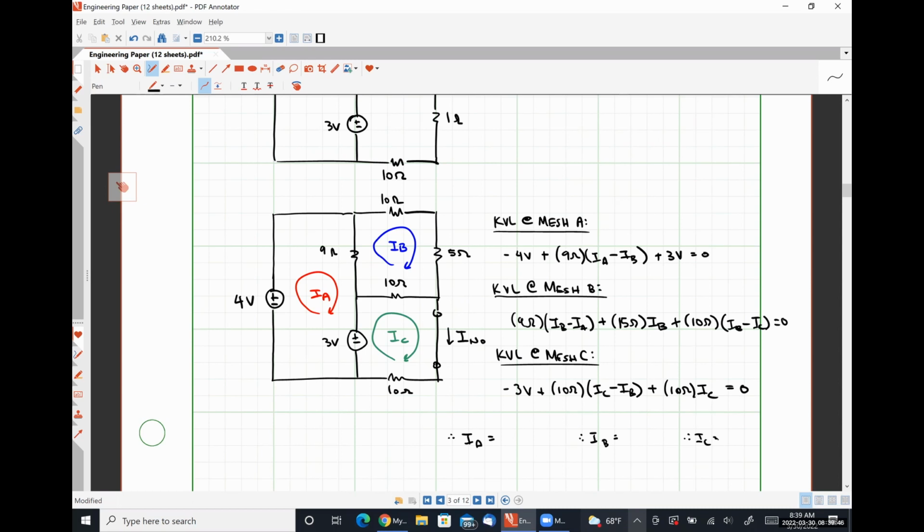Solving, I get a current IA of 17/72 amps. IB is 1/8 of an amp. And IC is 17/80ths of an amp. Did anybody else get those results? Okay, so what is my Norton current? IC.